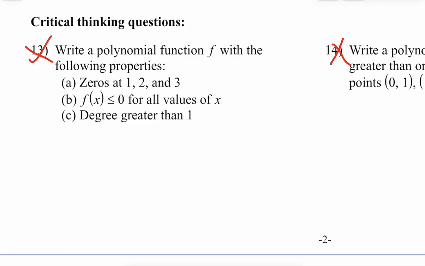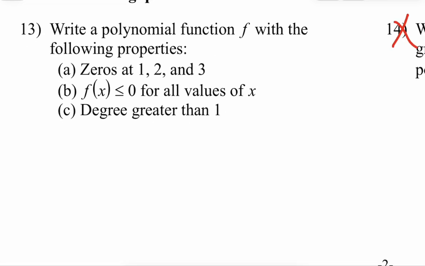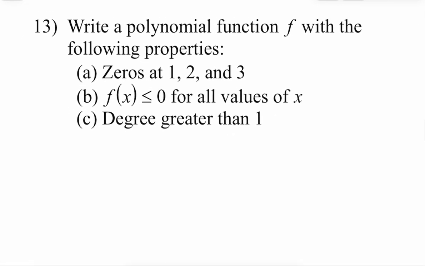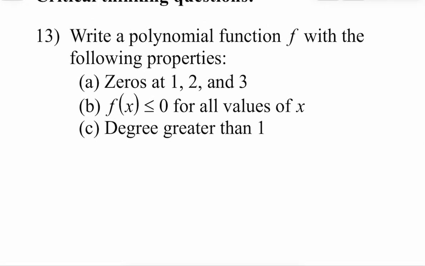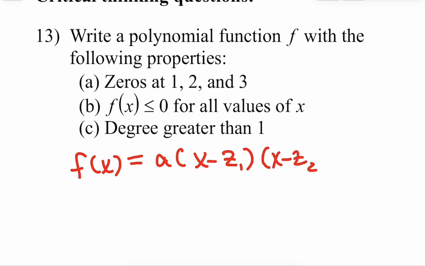Actually, go back to 13. I don't care about 14, but I do want to do 13. Okay. If I want to write a polynomial whose zeros are 1, 2, and 3, the way that I always think of a polynomial, I think of it like that. There's some front coefficient that might have changed things, but it's really x minus the zero times x minus the zero times x minus the zero, however many of those I need.